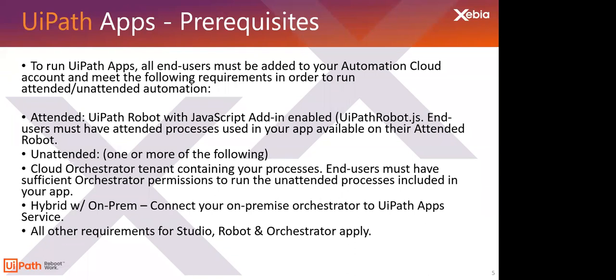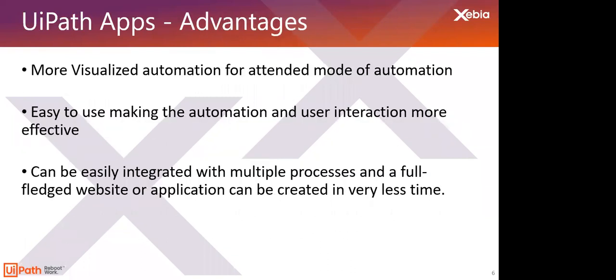Now the prerequisites for UiPath Apps. To run UiPath Apps, all end users must be added to an Automation Cloud account and meet the following requirements for attended or unattended automation. For attended automation, UiPath robots with JavaScript add-ins enabled must be present. And for unattended, cloud Orchestrator tenants containing your processes must be added. Hybrid on-premises must be added. And all other requirements for Studio, robots and Orchestrator apply to these types of scenarios. Now moving on to the next slide.